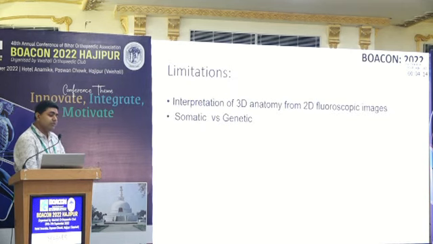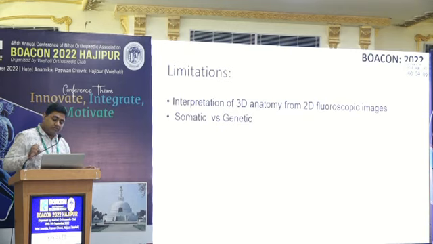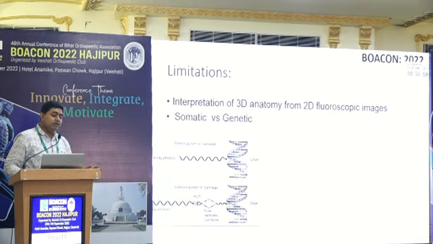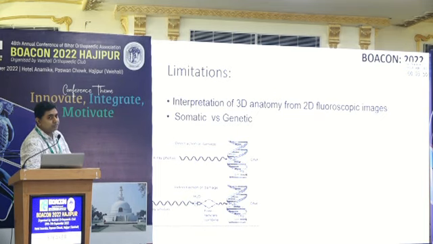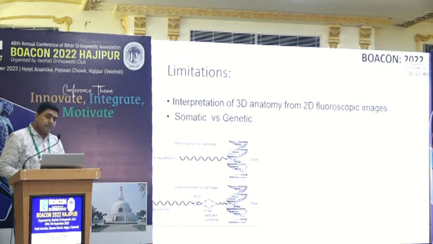There are a few limitations, like we have to imagine the 3D anatomy by seeing a 2D image when we are taking an image in our operative theatre. There are other limitations, like it also decreases the telomere length, which is responsible for early aging. The Nobel Prize was given in 2009 for that detection.